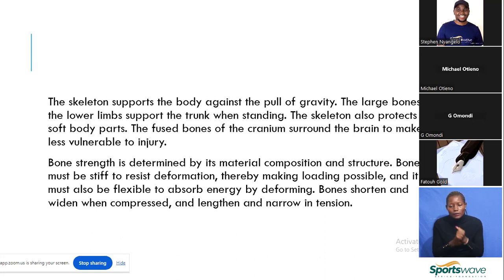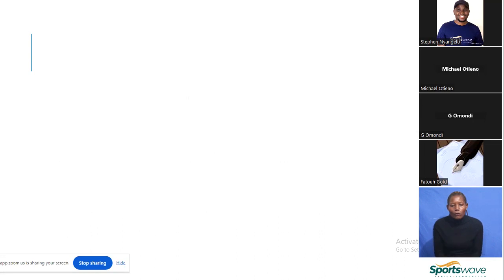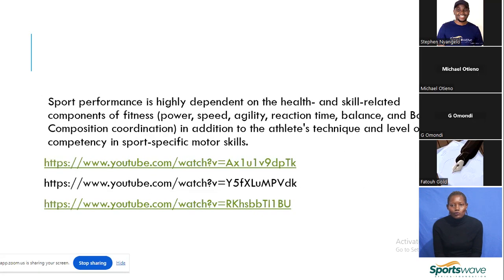And we also want to maintain bone strength when we stop competing, like I've already emphasized. So sport performance is highly dependent on the health and skill-related components of fitness and body composition. And the skeletal system forms the fundamental of this.